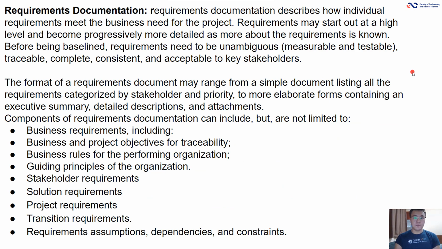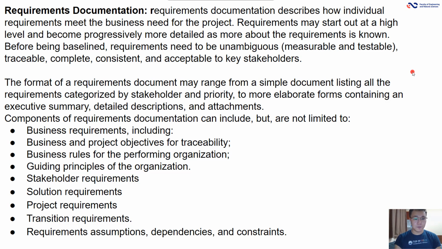Requirements documentation describes how individual requirements meet the business need for the project. The format of a requirements document may range from a simple document listing all the requirements categorized by stakeholder and priority, to more elaborate forms containing an executive summary, detailed descriptions, and attachments.